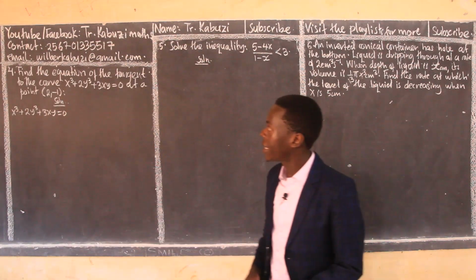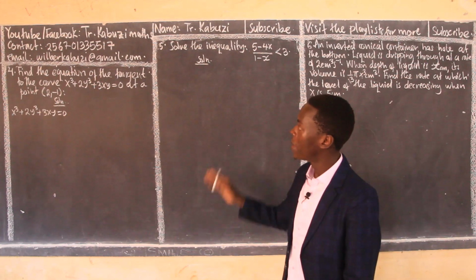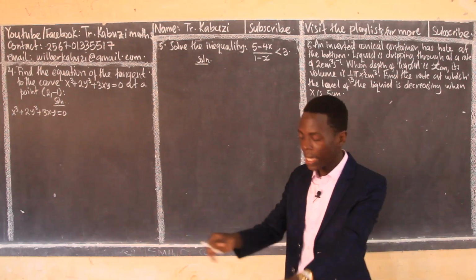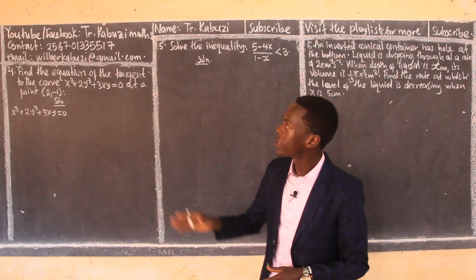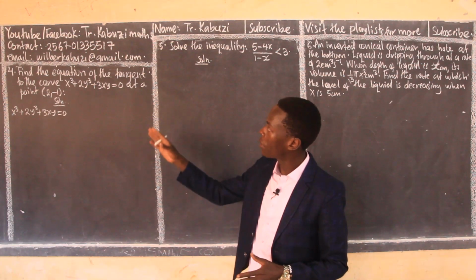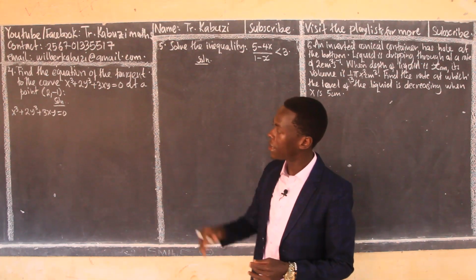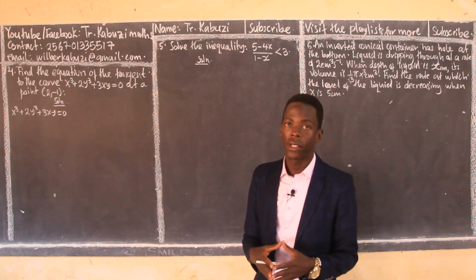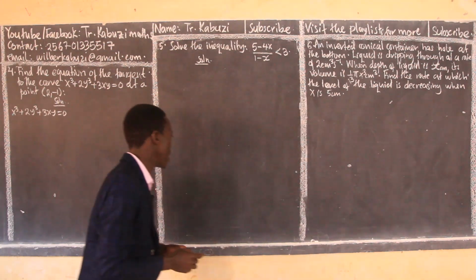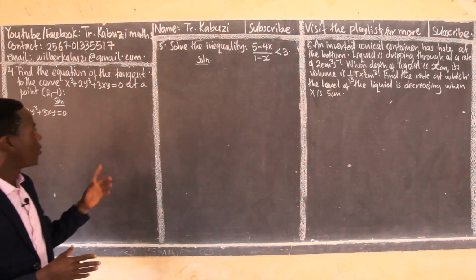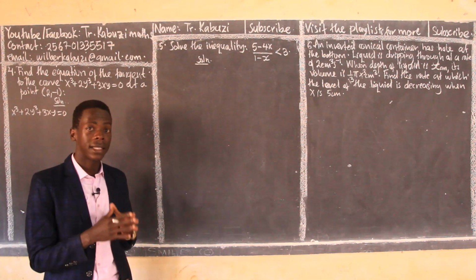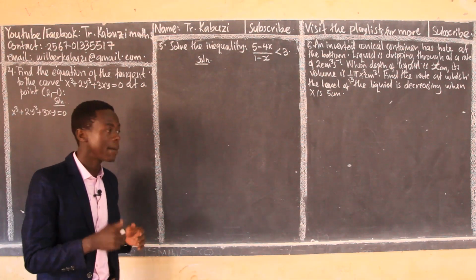So let us see what we have for number 4. Number 4 was about differentiation and then some geometry in there. So it says find the equation of the tangent to the curve at the point. So we start by differentiating that function to get the gradient, because you know that the gradient of this curve is the same as the gradient of the tangent at a point.